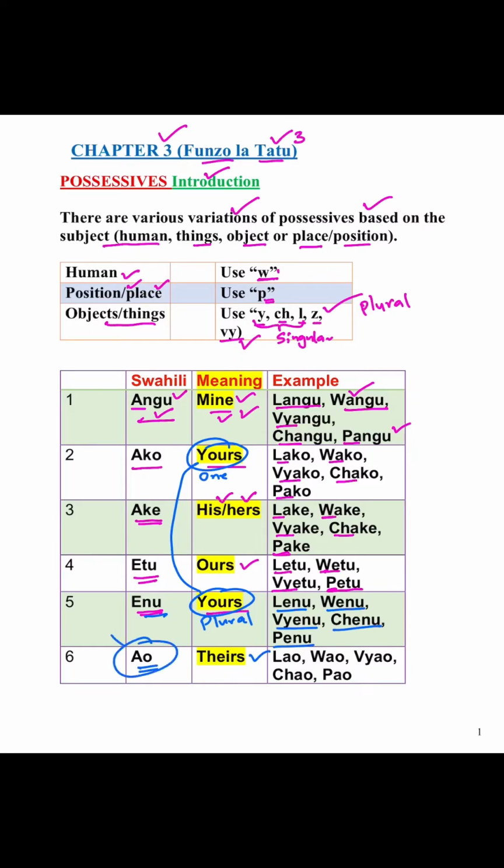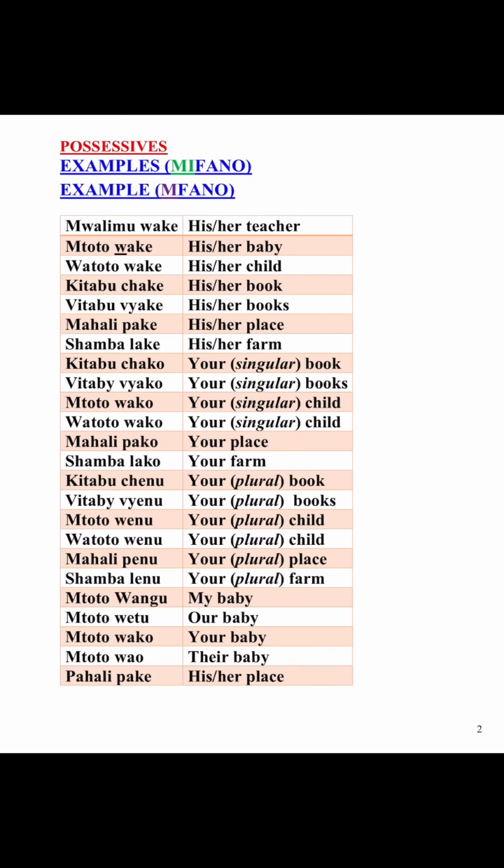Ao means theirs. So that's kind of similar to ake, but ake is for one person. Theirs are for many people, 3 of them. So if something is theirs, if it's their child, you say wao. Remember, W is for people. Pao is for position or place. Lao, chao, vyao. Again, quick review. Angu means mine. Ako means yours. Ake means his or hers. Etu means ours. Enu means yours. Ao means theirs.